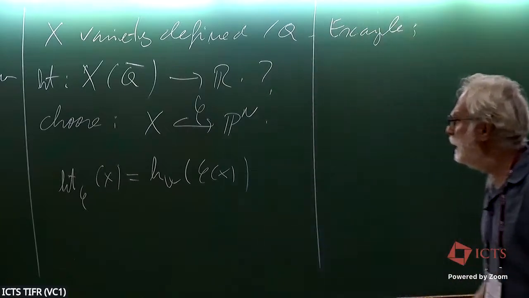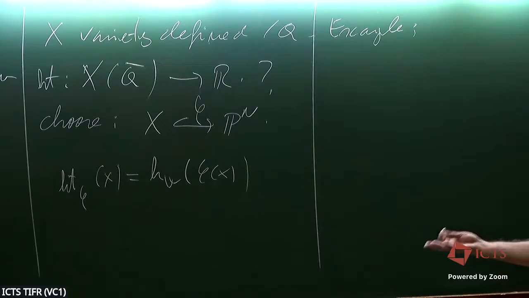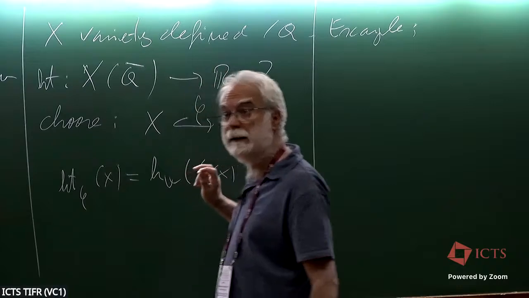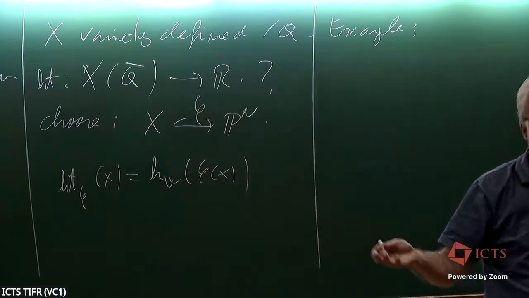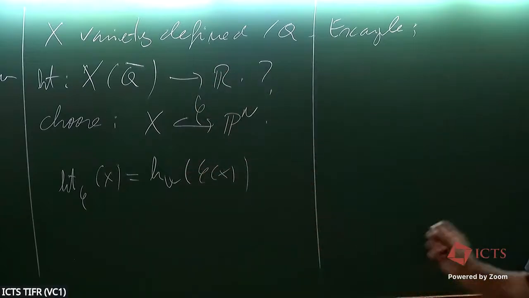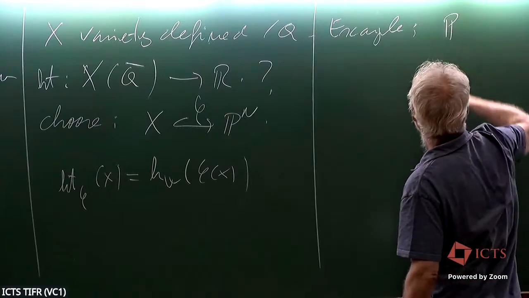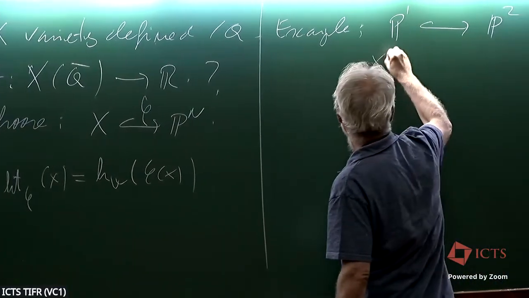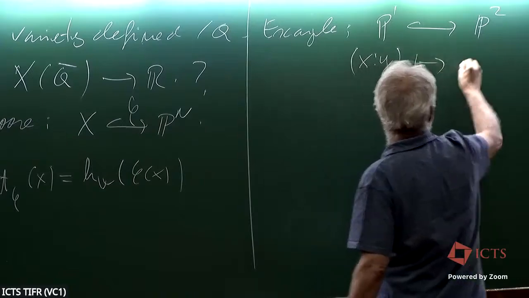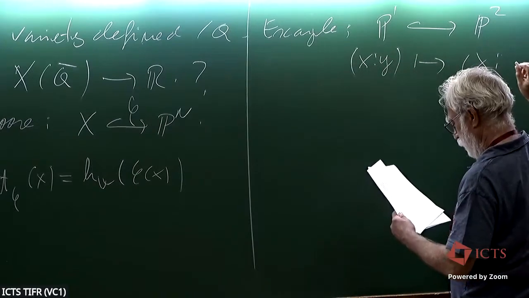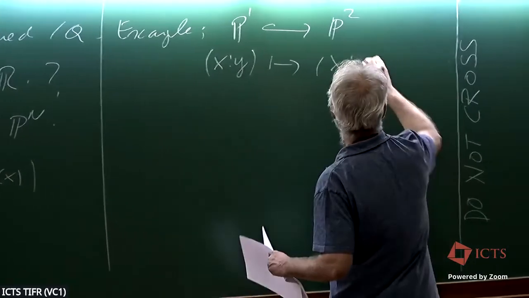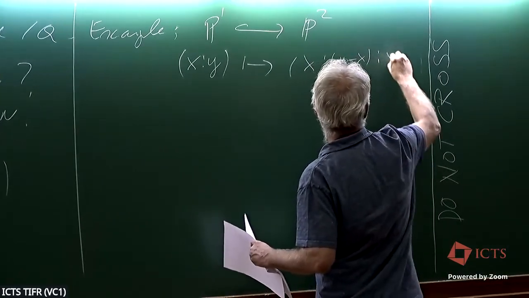Now we can see an example. This gives a lot of choices because there are many ways to embed a variety inside Pn. And every embedding will give me a different possible height. For example, I can look at P1, and I can embed P1 inside P2, sending the point (x, y) to the point (x, y minus x, and then the point x).